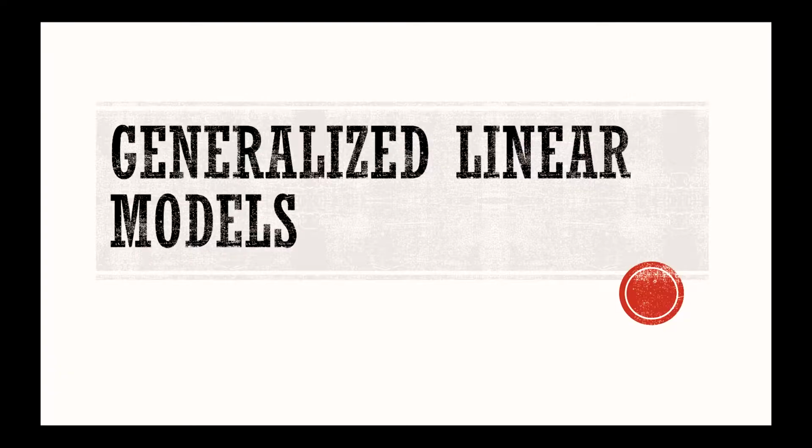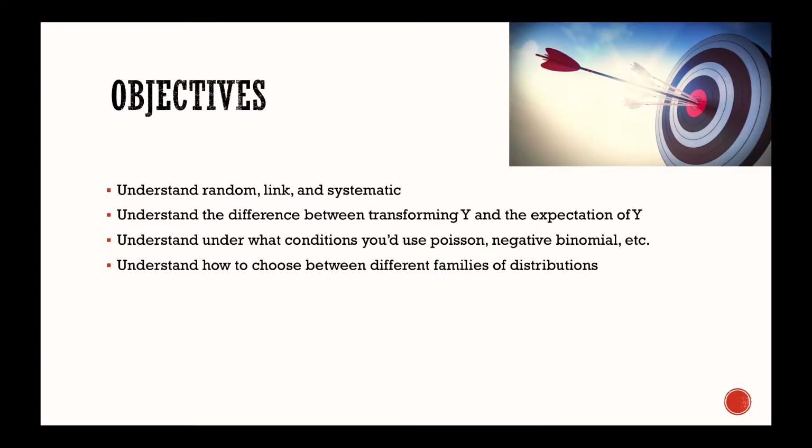Generalized linear models. And here are our objectives. Understand the difference between random, link, and systematic components of a model. Understand the difference between transforming y and the expectation of y. Understanding under what conditions you'd use a poisson, negative binomial, etc. Understand how to choose between different families of distributions. So those are our learning objectives. Those are fantastic learning objectives. Right you are, good sir.